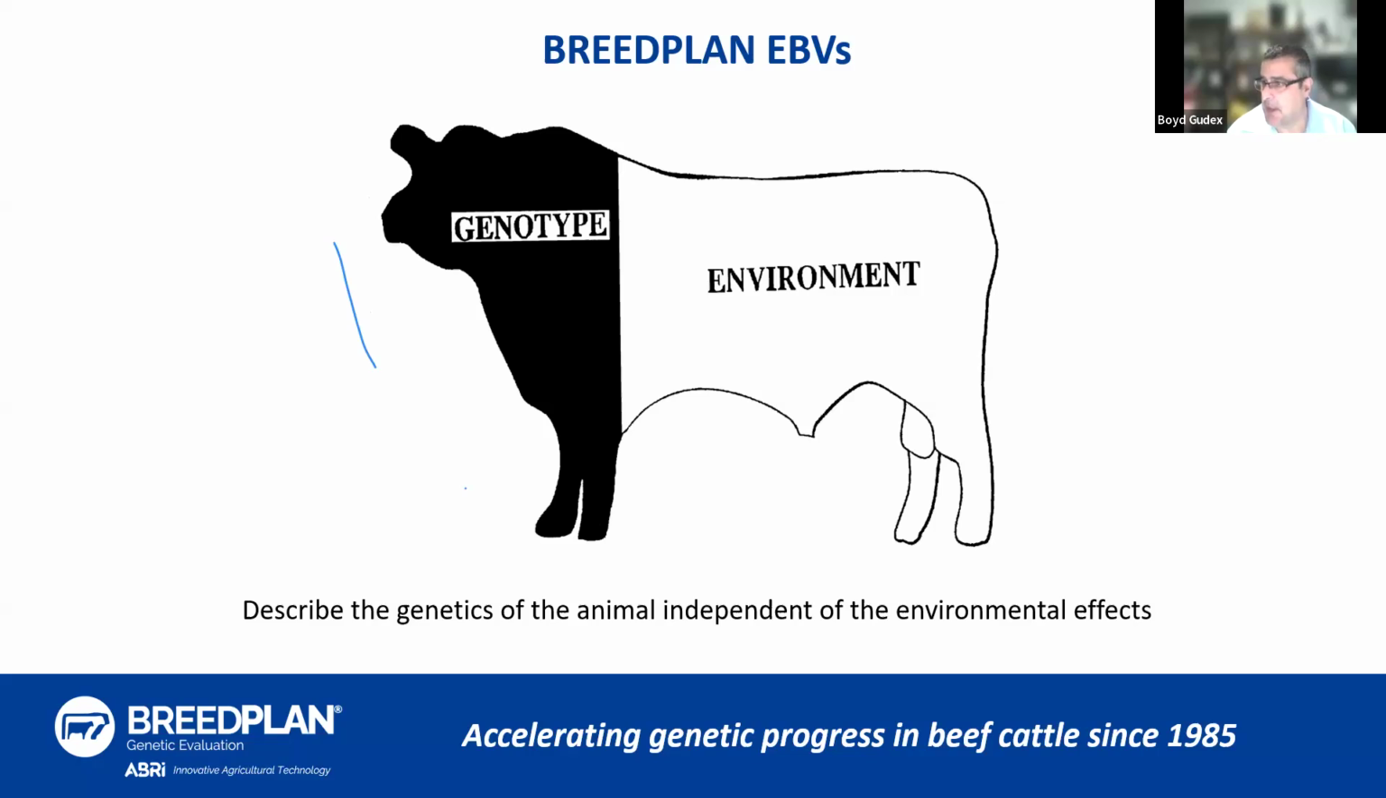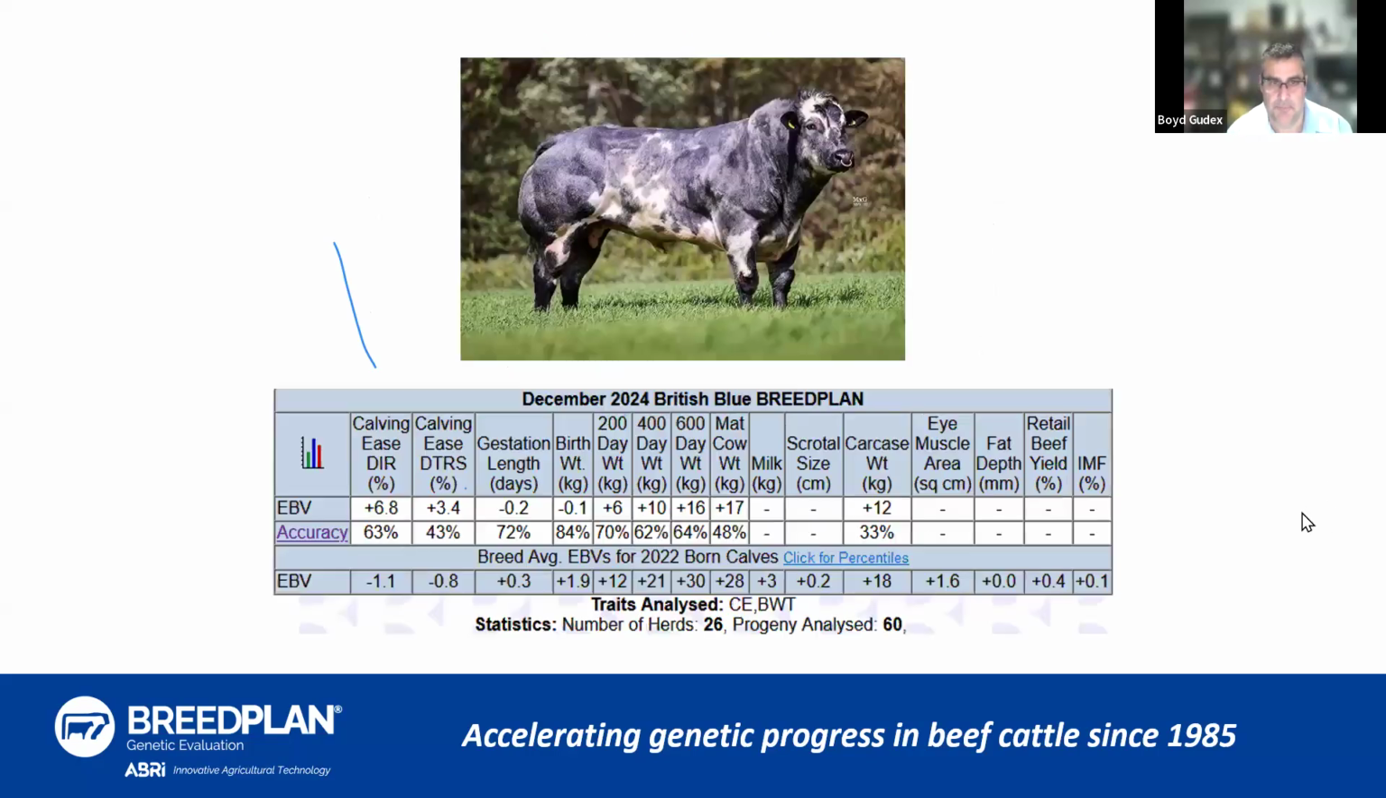So the BREEDPLAN EBVs describe the genetics independent of those environmental effects. Again, we're concentrating on genetics because that is what is passed on to the next generation. So when you sell a bull, that is what you're selling, his genetics. And you get a BREEDPLAN EBV table that looks something like this from us, that has our results in it.